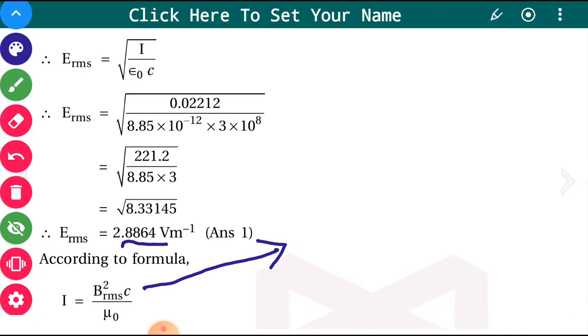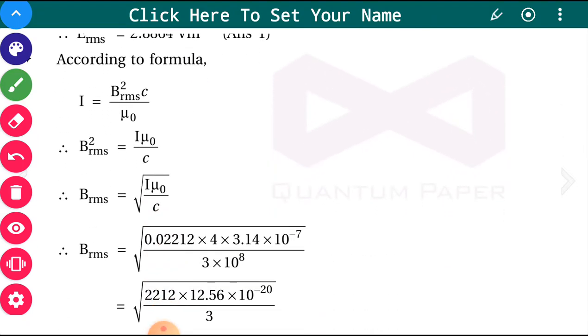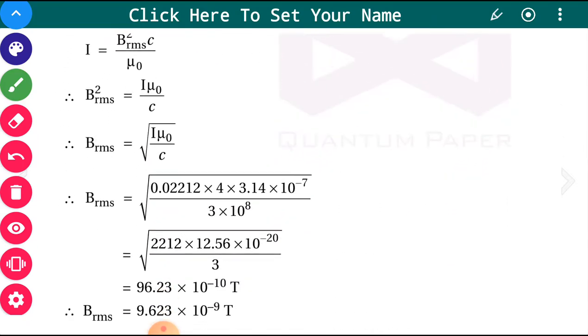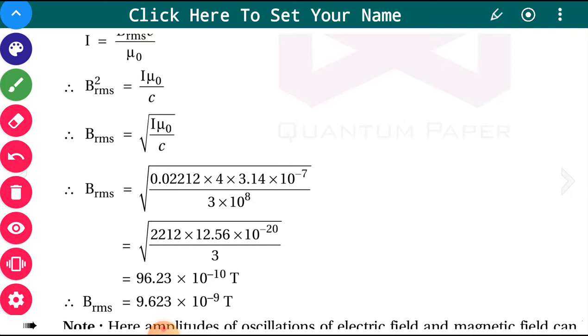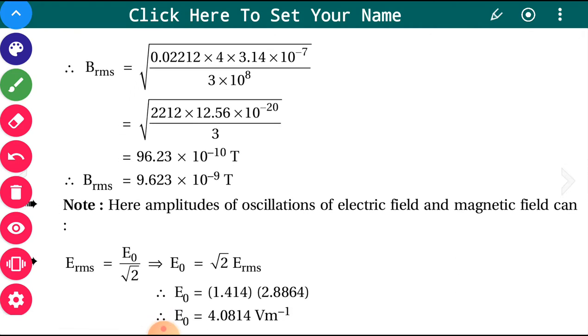Now intensity can also be written as B RMS square into C upon mu 0. So now B RMS square can be calculated easily. Make it the subject of the formula, take the square root, and that will give you the value of B RMS, which is 9.623 into 10 raised to minus 9 Tesla.